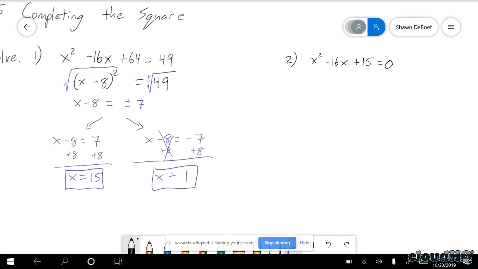But as you'll see in a little bit, some problems are not factorable. So factoring is good when it works, but it doesn't always work. That's why we have to have other strategies. So yes, I would probably use factoring for this problem, but that's beside the point. We're going to talk about how to do it by completing the square. What I want you to observe is contrast this with the last problem I just did. I did x squared minus 16x plus 64 equals 49. Here I have x squared minus 16x plus 15 equals 0.